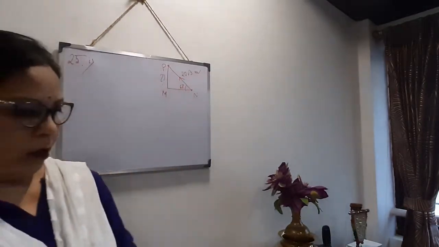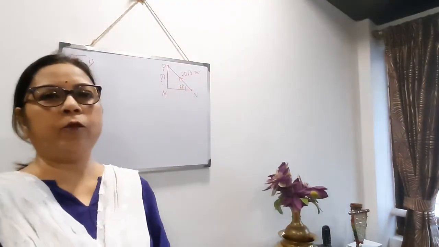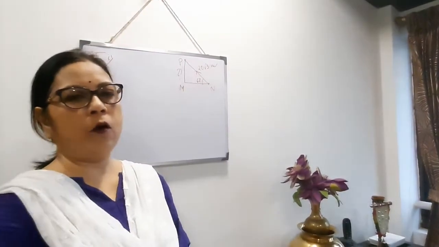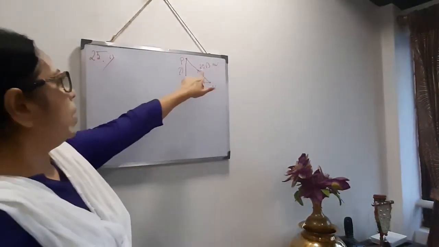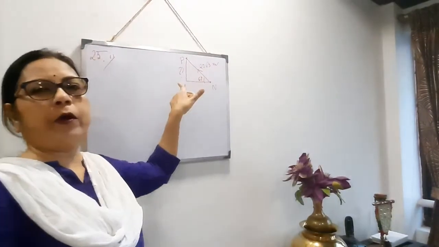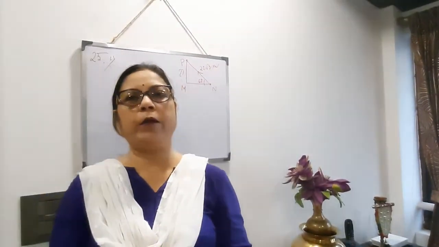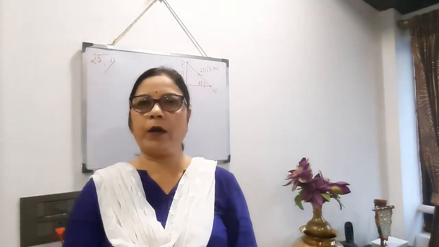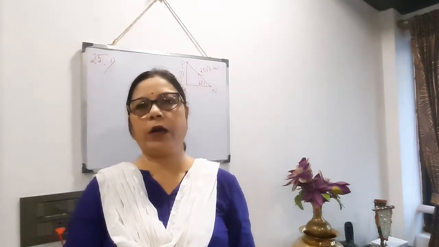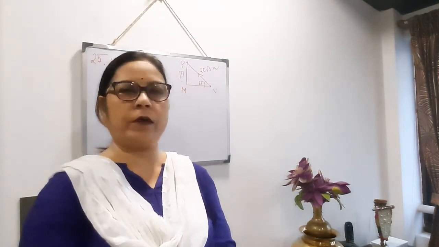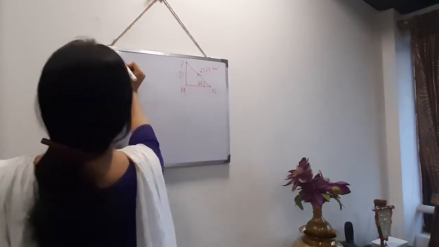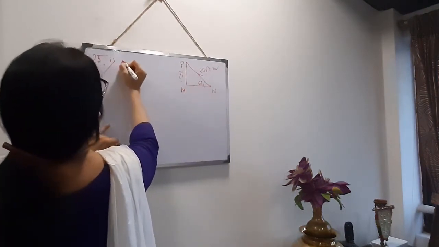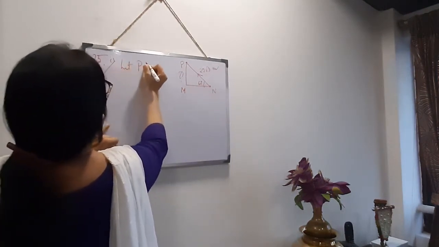Now you have to decide what you will apply, sine, cos or tan. How? Hypotenuse given, you have to calculate perpendicular. You know sine means perpendicular by hypotenuse. So in this case we will not apply tan like previous sums. Clear? Here you will write let P be the position of kite.